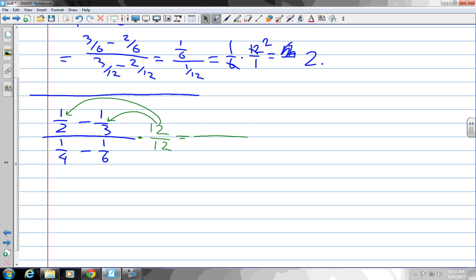Now see what happens. I have to distribute 12 through that numerator. What is 12 times 1/2? What do you think? 6. And what is 12 times 1/3? 4. So 6 minus 4. And what is 12 times 1/4? 3. And what is 12 times 1/6? 2. So in one move, we got rid of all the complexity in our fractions. So what is that? It's 2 over 1, so that's 2. Right?